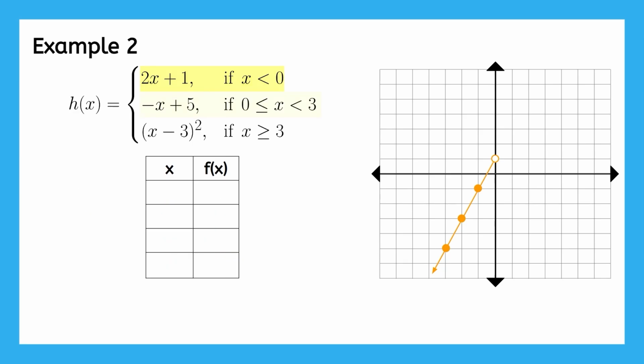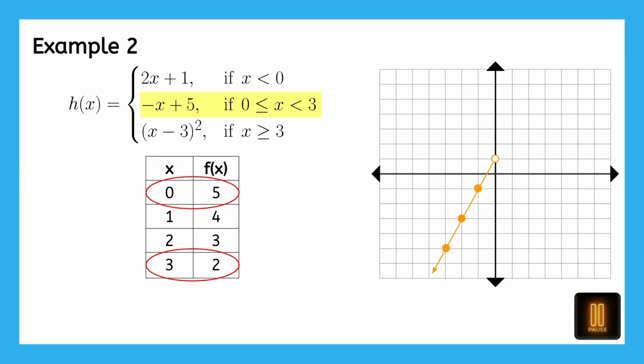For the second piece, we'll only need values between 0 and 3. This time we have 2 points that are interesting. We should think about what's happening when x is 0 and when x is 3. Pause the video now, plot the points yourself.